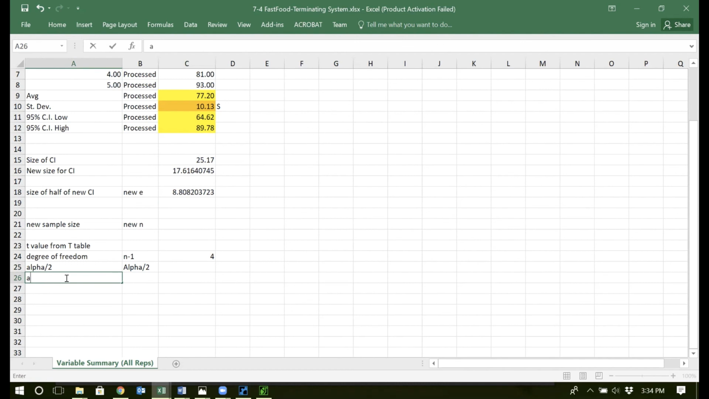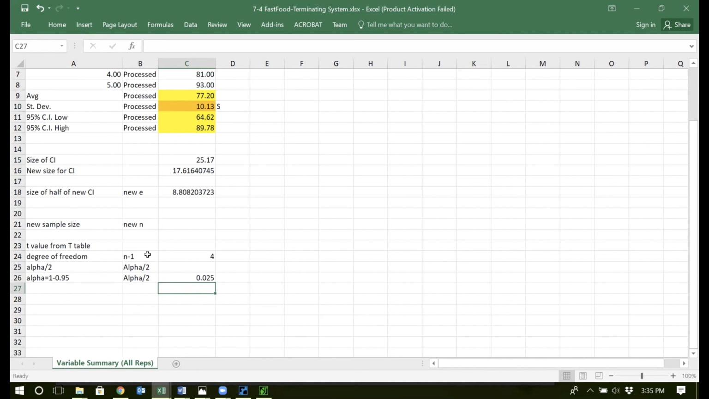So alpha is always 1 minus that confidence level. 1 minus 0.95, and then alpha over 2 is going to be 0.05 divided by 2. So I have a 95% confidence level. 1 minus that confidence level always gives me alpha. And then what I need to be able to calculate T value from the T table is alpha over 2. So alpha over 2 is 0.05 divided by 2, and that's 0.025.